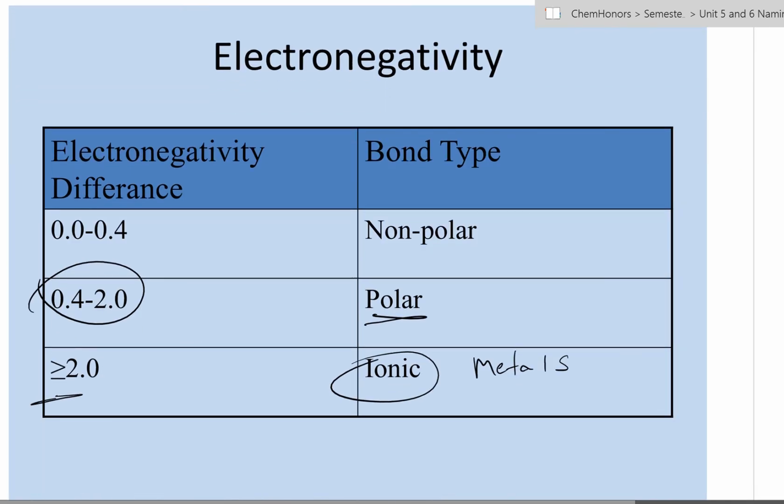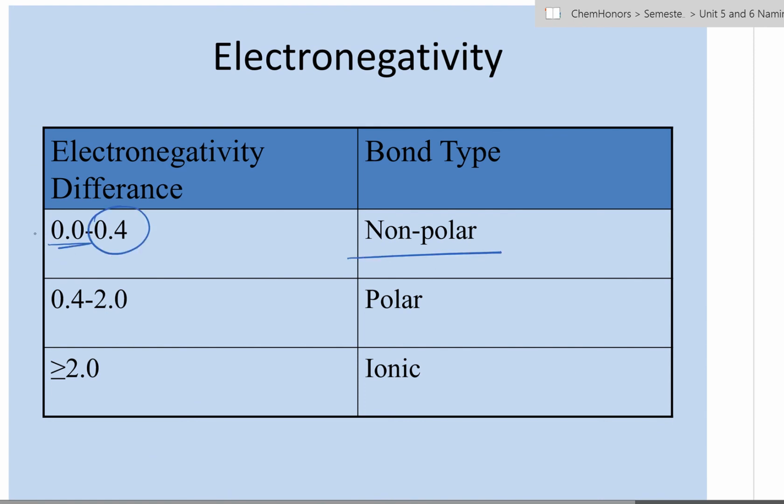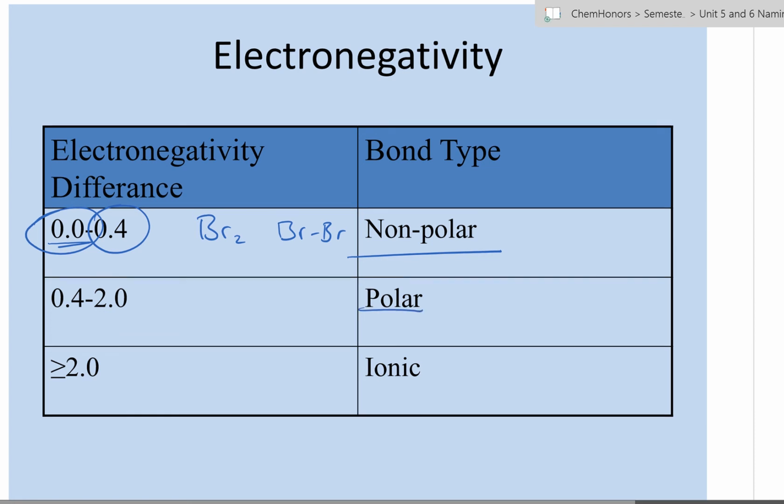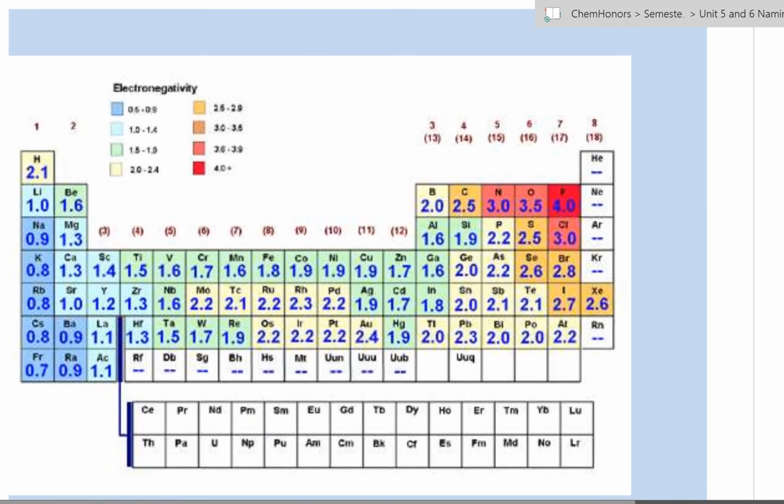And how that works is if they have an electronegativity difference of 0.4 or less, they're nonpolar. And that 0 happens a lot when we think of our diatomics, such as Br2. If I have Br bonded to Br, the difference in their electronegativity is going to be 0 because they're the same thing.